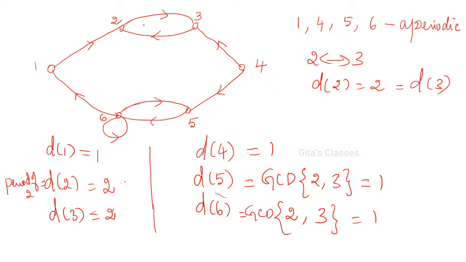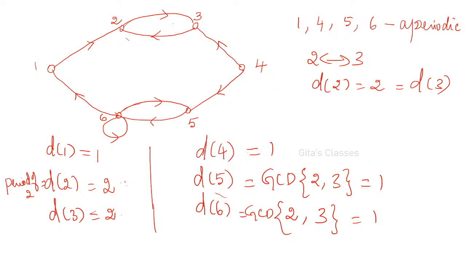For the period of 2, what did you do? From 2 you should be able to come back. In how many steps are you able to come back? From 2, in one step you go to 3, and in the next step you come back to 2. There is no other way. So in 2 steps I have come back to 2. Therefore, the period is 2. This is the only way. Period of 2 is 2.